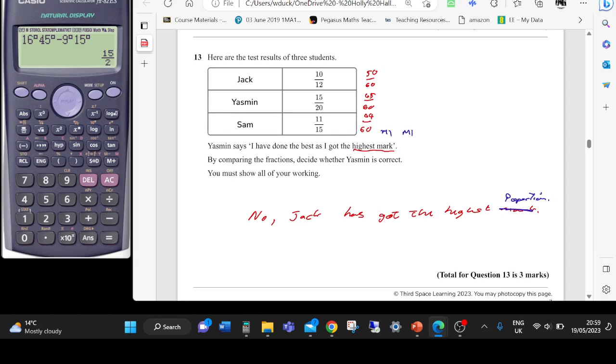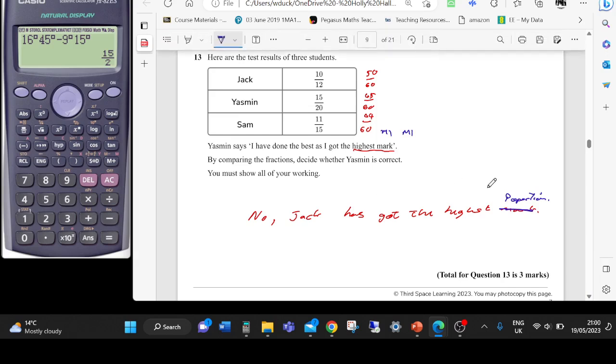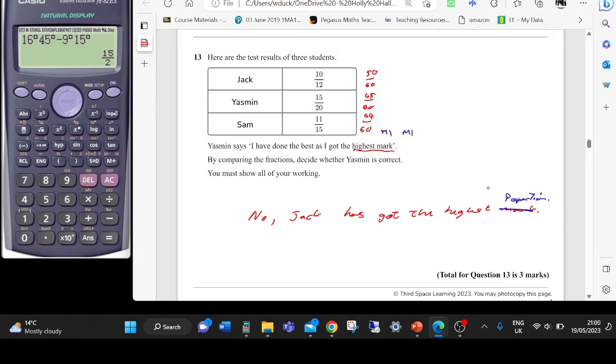The mark scheme said no, Jack's score was the best. I think highest proportion is slightly better worded, but that's absolutely fine. And I would have got the mark for that. I would just have been a bit more specific.